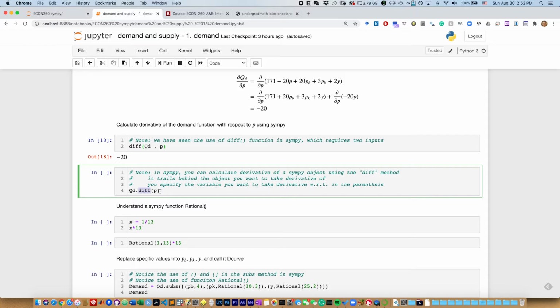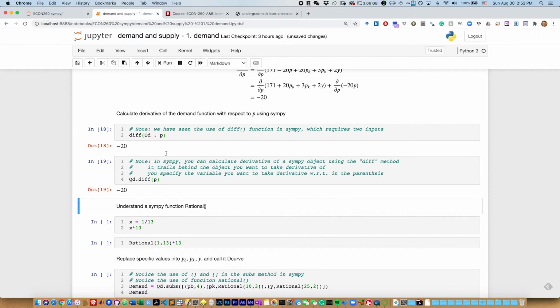Okay, so to take the derivative of qd with respect to p, another way to write it is to write qd dot diff. So we're going to differentiate this first object, okay? And then we're going to differentiate that with respect to p. That's listed in the parentheses. So now the diff method only takes one input, and that is the variable you want to take the derivative with respect to. Now, let me run this cell, and then it's going to give me exactly the same result. So these two methods are both equivalent. Feel free to use either one.